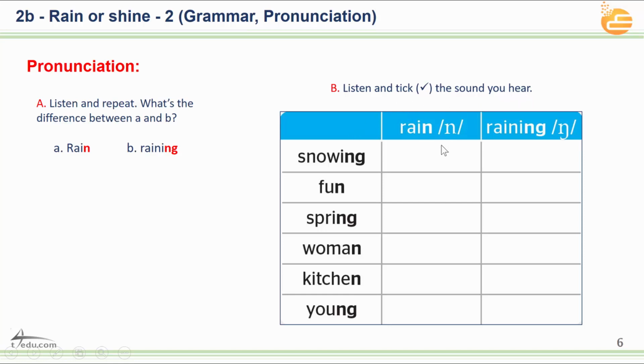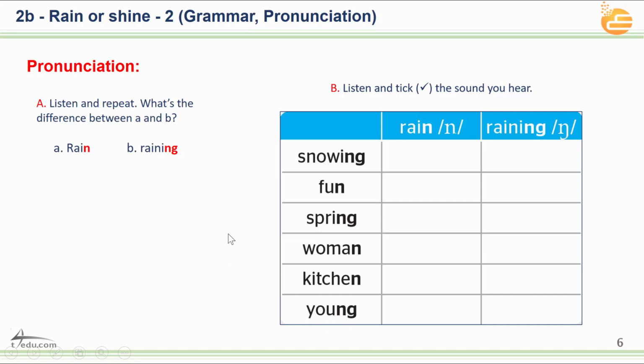Rain. Raining. Snowing. Fun. Spring. Woman. Kitchen. Young.